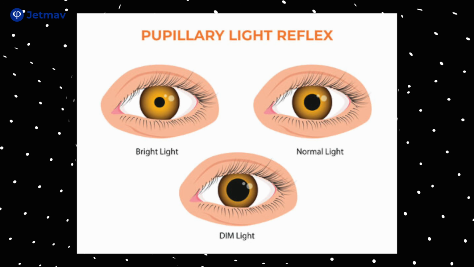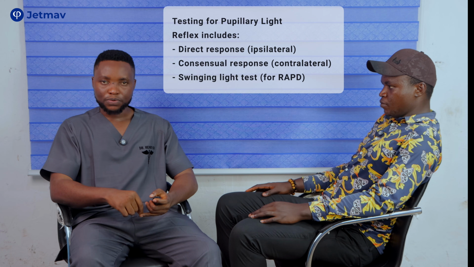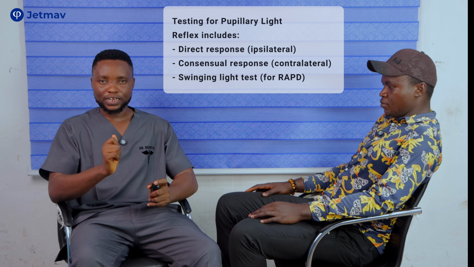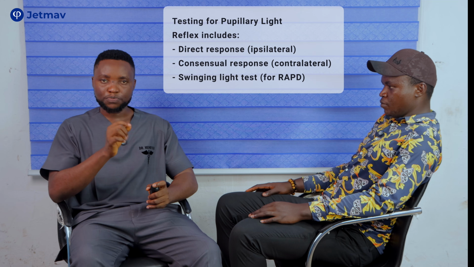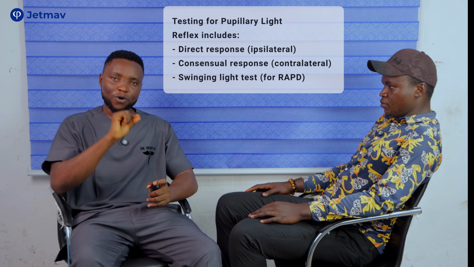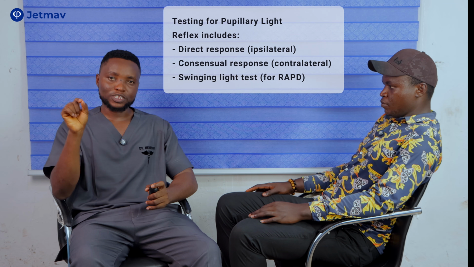So, testing the light reflex, we are going to test for the direct response, okay? Then we're also going to test what we call consensual response. Direct response is when you shine light on a particular eye, the pupil is expected to constrict. Now, consensual response is when you shine the light on a particular eye, the pupil of the other eye, the contralateral eye, is also expected to constrict. That's what we call consensual reflex.